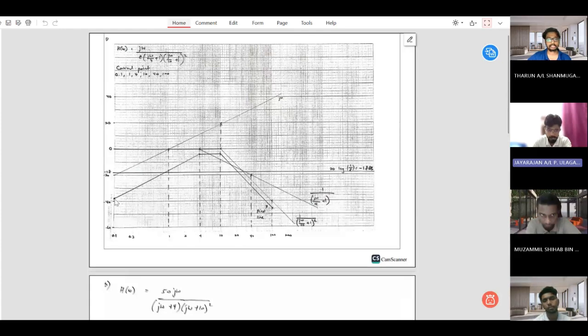Then at 0.1 again, we can see that there is negative 18 dB and 0. When we add that, we get negative 18 dB. Then when you go to 0.4, it is the same. We just see how many lines cross at every point. From there, we can see negative 18 dB.